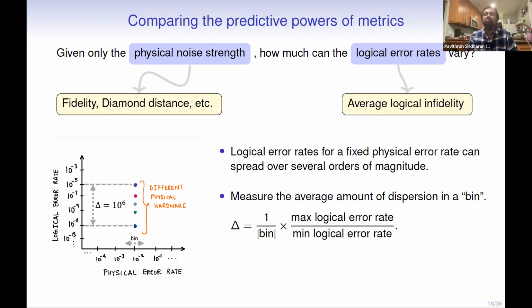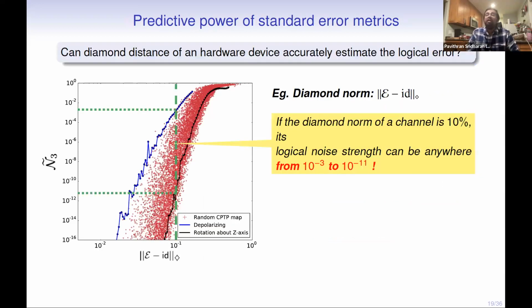Let's take the first popular candidate, which is the diamond distance. Now, what we have done is we have numerically sampled, in this case, about 18,000 physically valid CPTP maps on n qubits. And n here is n equals 7 tensored 3 times, so 343 qubits. It's just for this example, a concatenated Steane code, which encodes one logical qubit into 343 physical qubits.